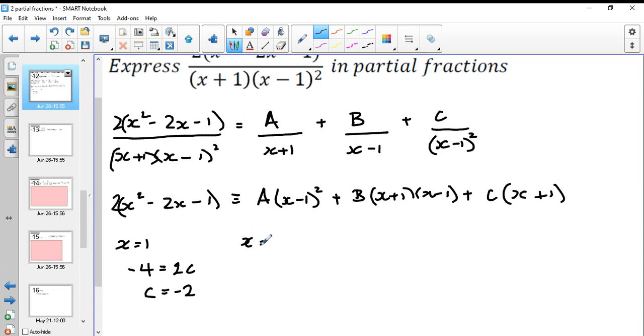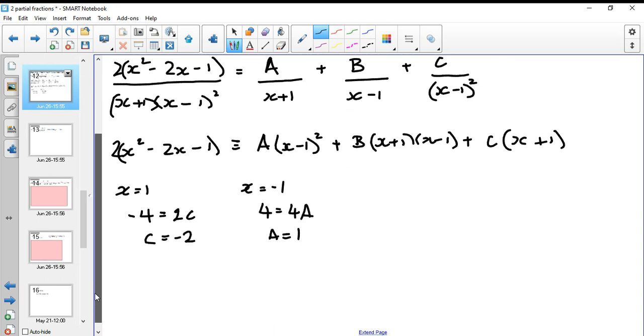Now I'm going to substitute in minus 1, so that's positive 1, minus 2 is minus 1, take 1 is minus 2, times 2 is minus 4. If I substitute minus 1 in, that's gone, and that's gone. So I'm left with minus 1, take 1 is minus 2, squared is positive 4A, which means A is 1.